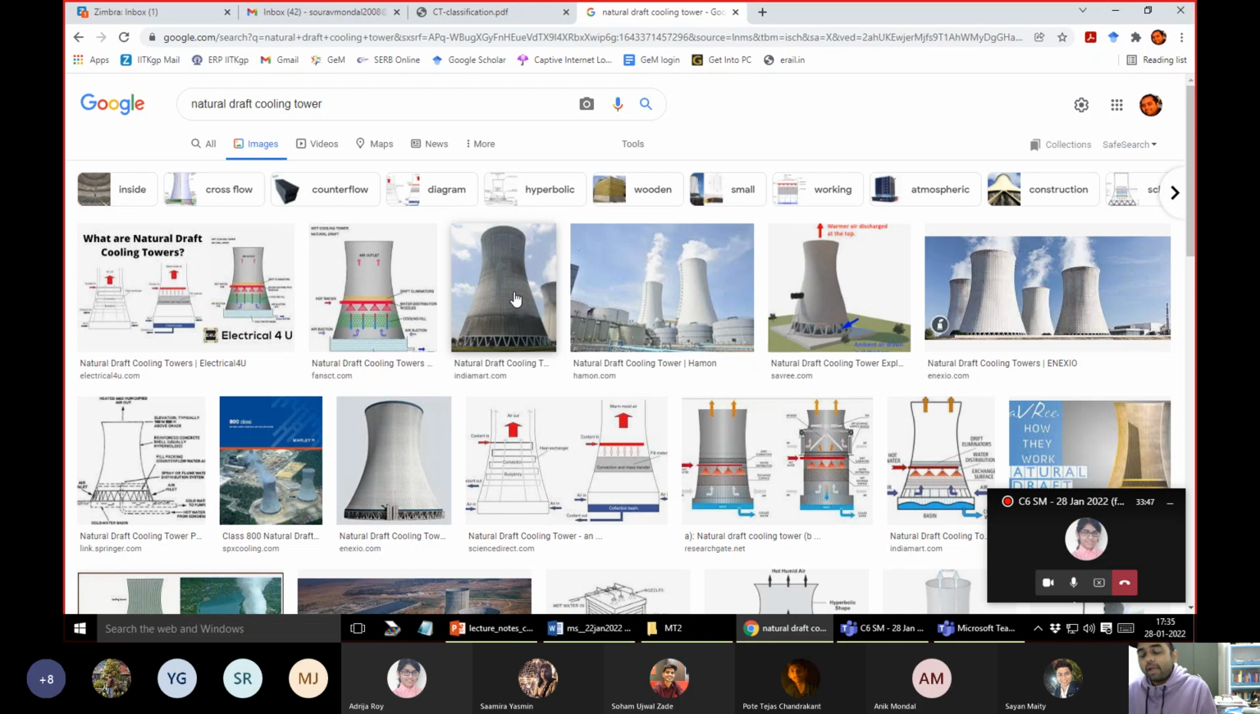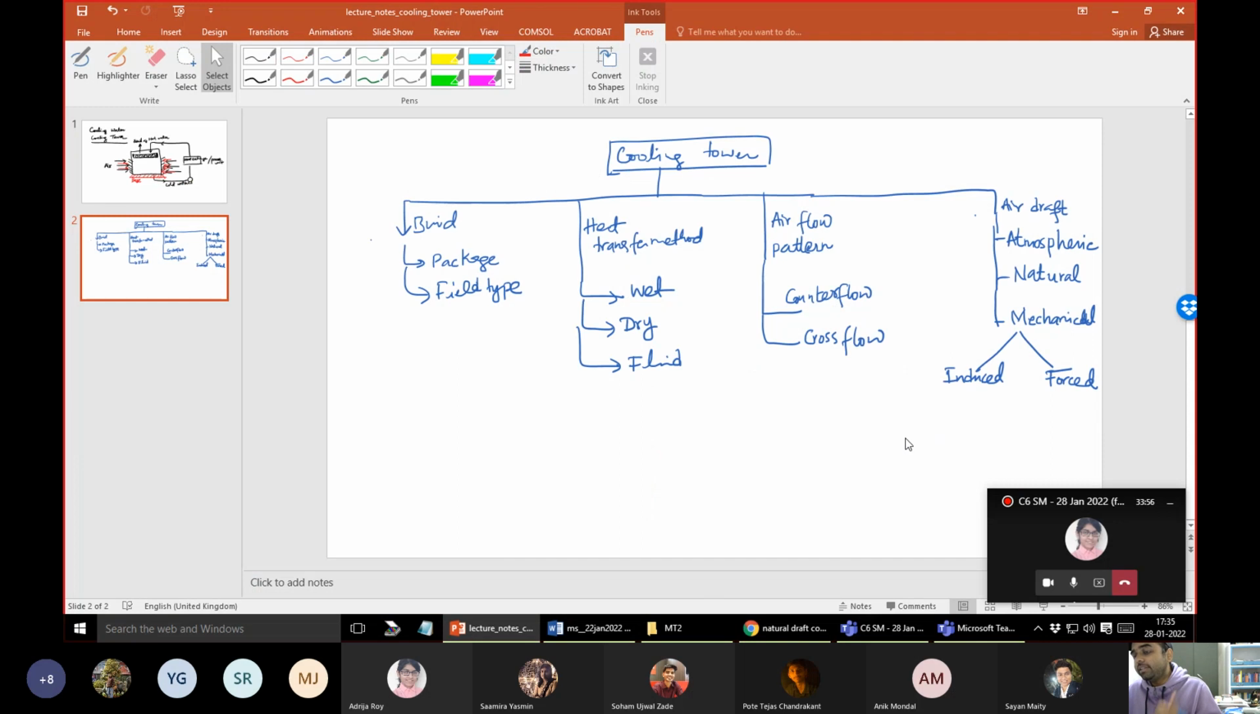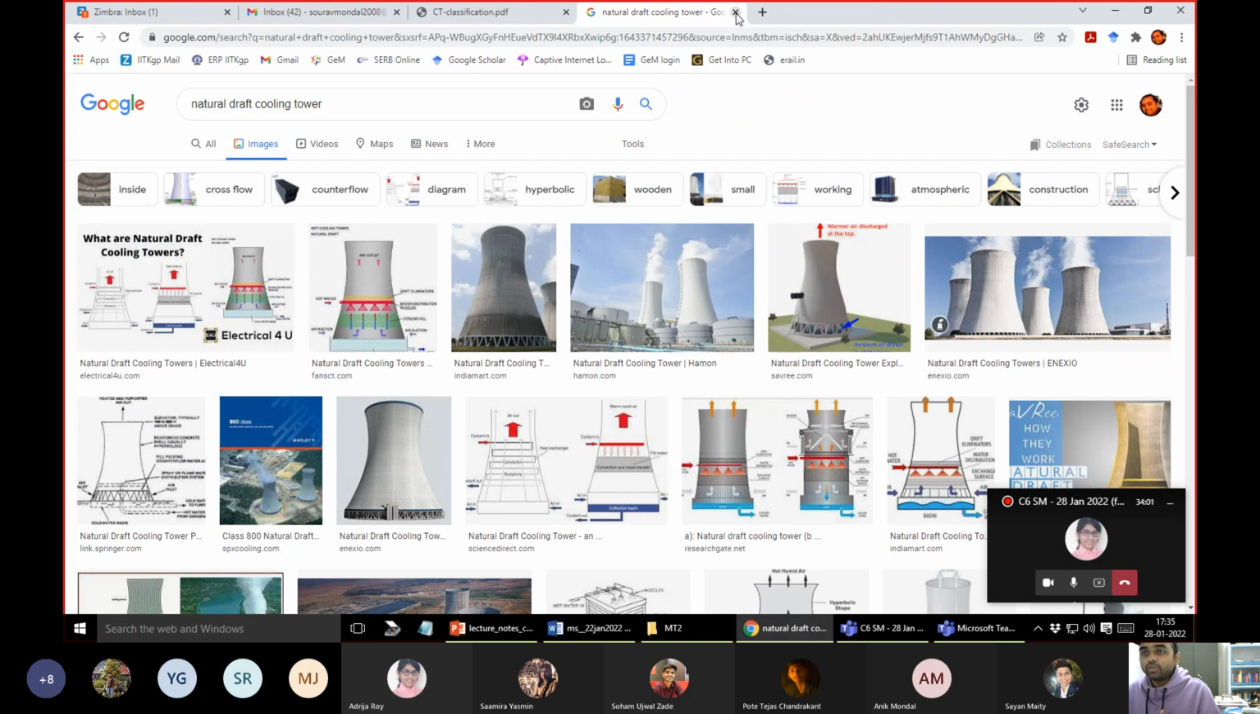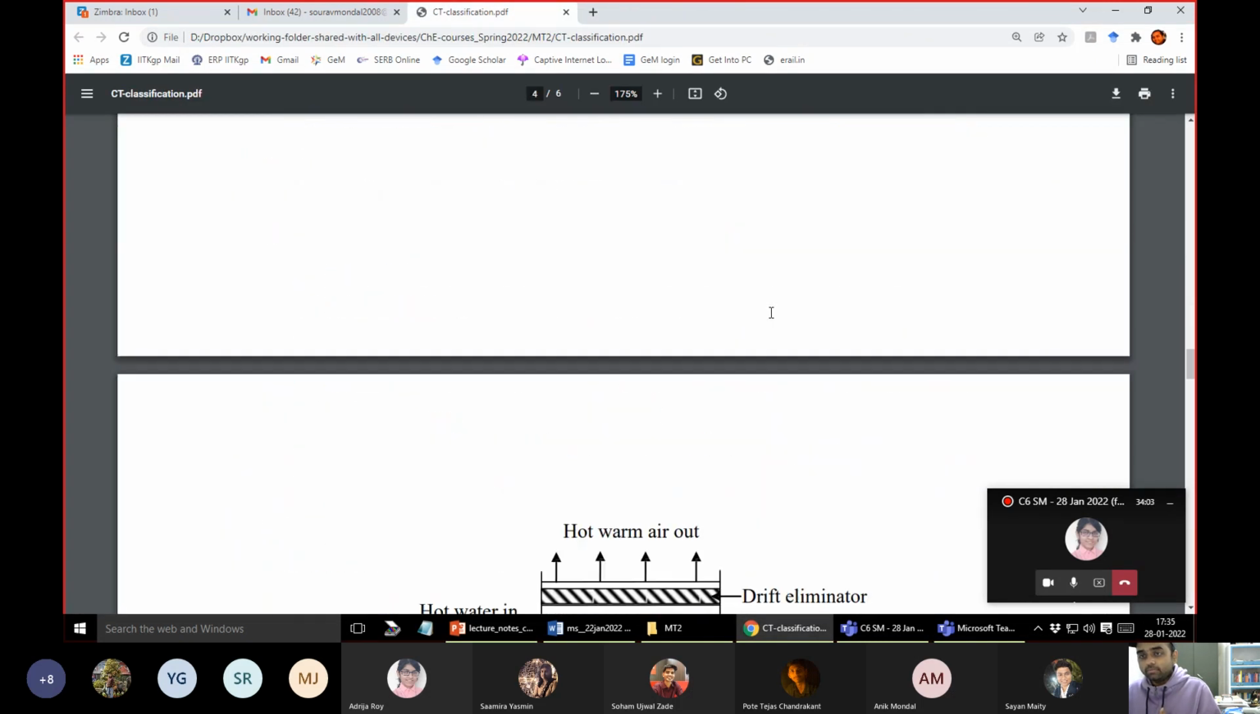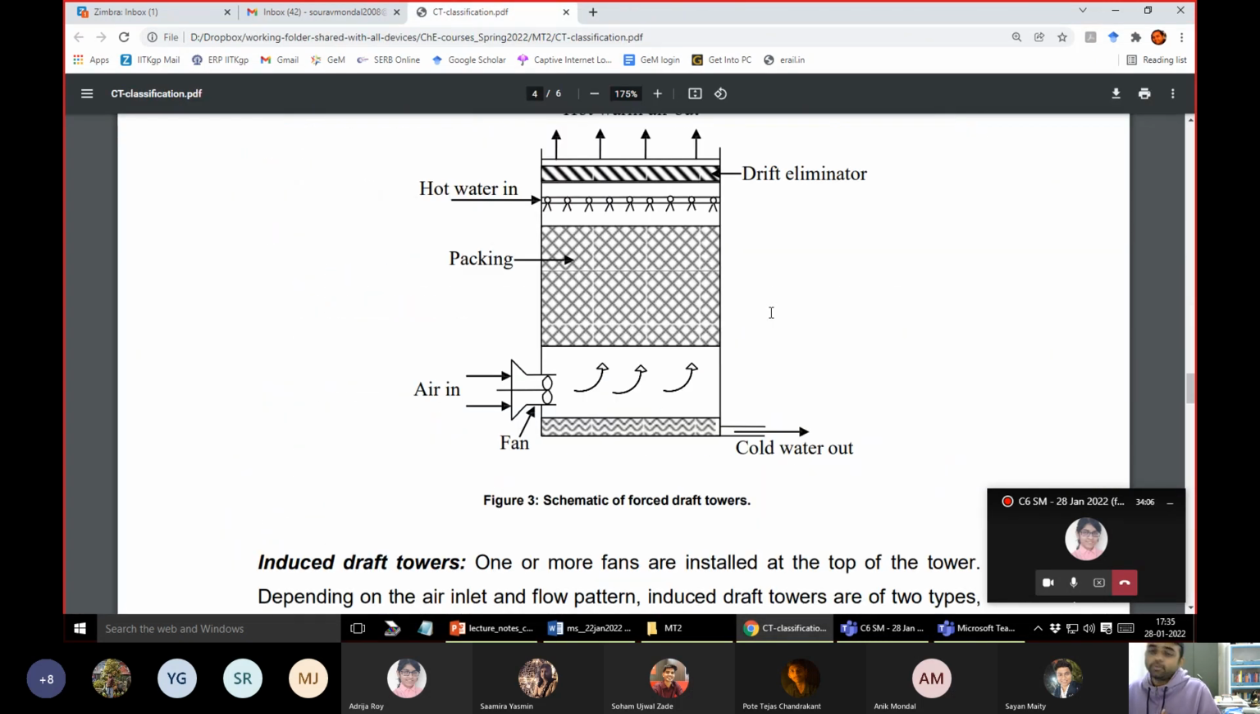Okay. Now, apart from the natural draft or the atmospheric draft, there are two other types, the mechanical draft. One is called induced draft and another is called forced draft. So let me just show you a schematic of these. So this is an induced draft. What is the difference between the induced draft and the natural draft is that in both the induced and the forced drafts, which are mechanical types, you have a fan. Now, the location of this fan makes this classification.